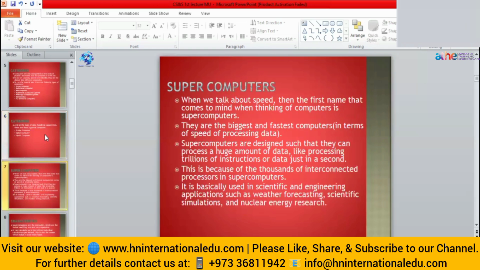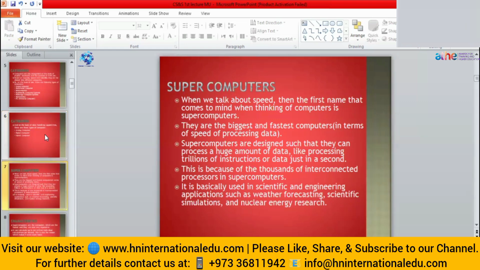Now, first of all, supercomputers. As the name indicates, super means the best, the most powerful computers. These are the biggest and the fastest computers. Fastest means they can process a huge amount of data at the highest speed.